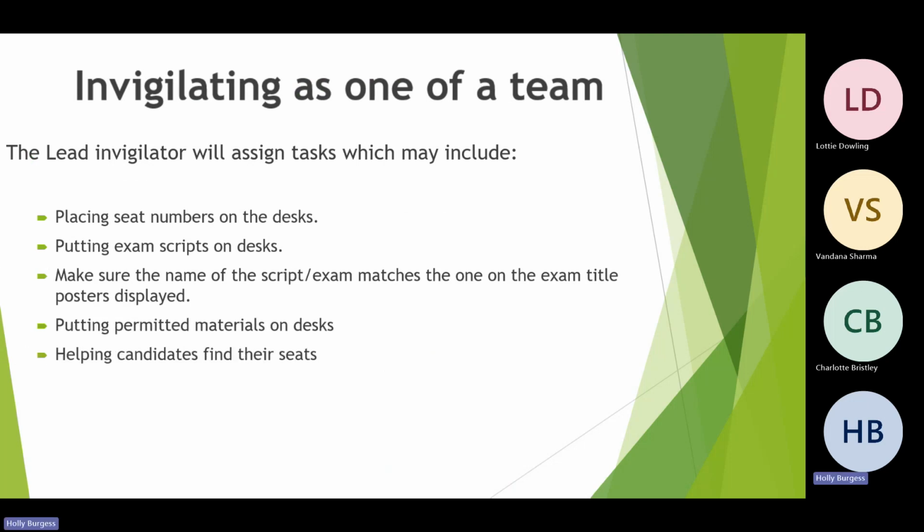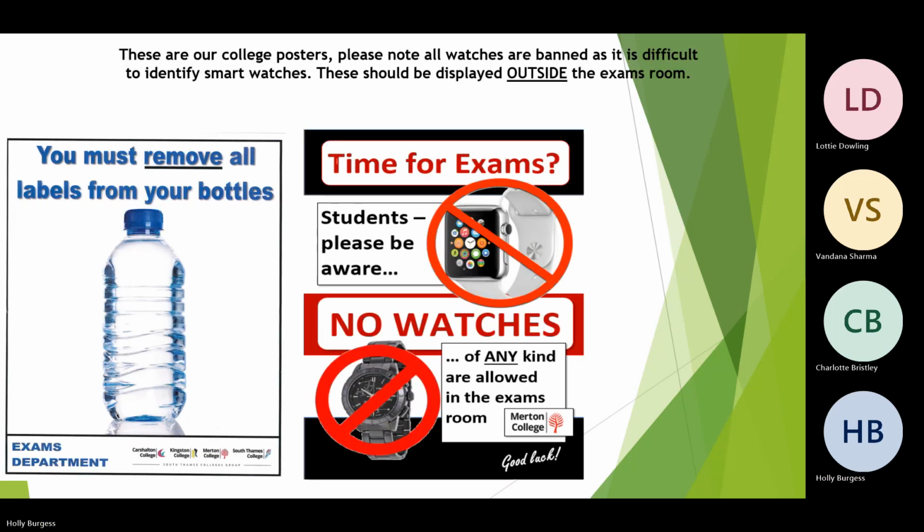Invigilating as one of a team. The lead invigilator may assign you tasks. They can include things such as placing seat numbers on the desks, putting exam scripts on desks, making sure the name of the script or the exam matches the one on the exam title poster displayed, putting permitted materials on desks, possibly helping candidates find their seats, ensuring they're in silence and that they've checked their seat number on the door list outside the room.